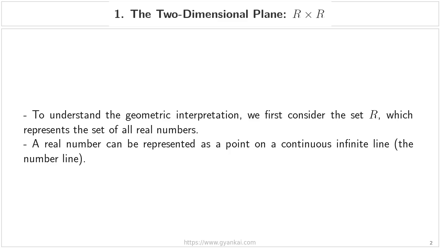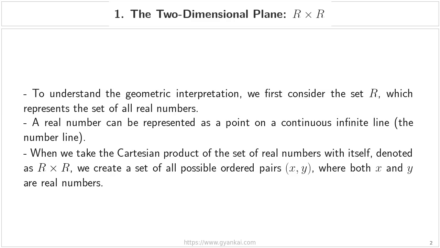Think about what a real number actually is in a visual sense. Any real number can be represented as a single point on a continuous, infinite line, what we commonly call the number line. Now here is where the magic happens. When we take the Cartesian product of the set of real numbers with itself, which we denote as R × R, we aren't just looking at a line anymore. We are creating a massive set of all possible ordered pairs, written as (x, y), where both x and y are real numbers. As we will see in the next slide, this process is exactly how we transition from a simple one-dimensional line to a two-dimensional plane.